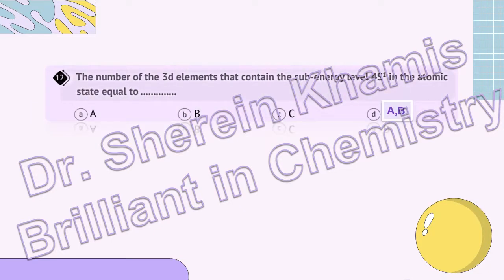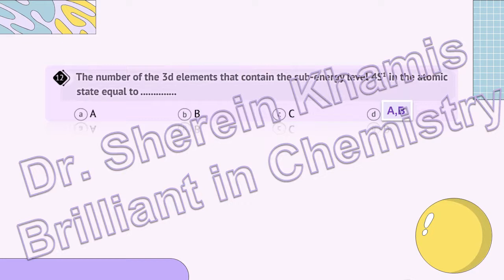Question 12 says: the number of 3D elements that contain the sub-energy level 4s1 in the atomic state equals what? The choices are A, B, C, or A and B. If a 3D element contains sub-energy level 4s1, this means that we have only one electron, so its electronic structure will be 4s1.